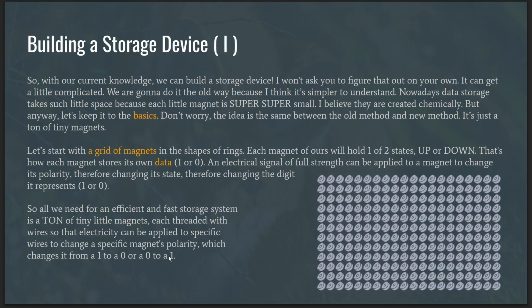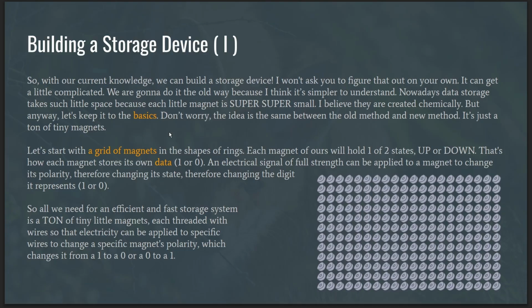It's just a ton of tiny magnets, or tiny capacitors, or maybe there's other ways. Don't worry about that. The magnets are just something that can represent a 1 or a 0. So let's start with a grid of magnets in the shape of rings. Each magnet of ours will hold 1 of 2 states, up or down. That's its polarity. That's how each magnet stores its own data, 1 or 0. An electrical signal of full strength can be applied to a magnet to change its polarity, therefore changing its state, therefore changing the digit it represents, 1 or 0.